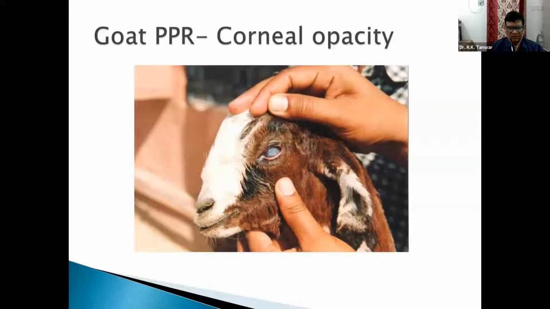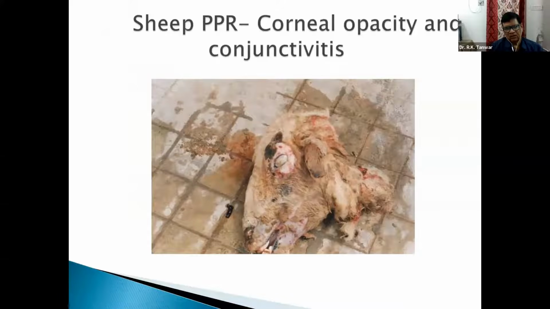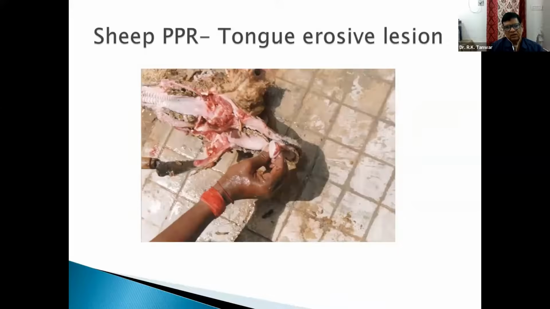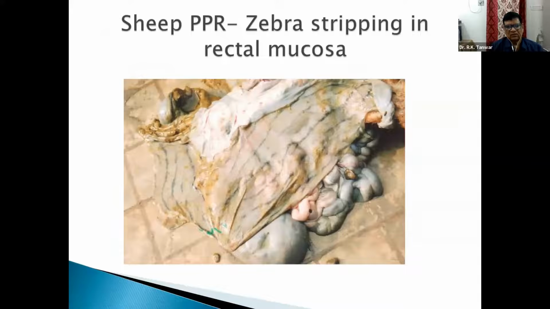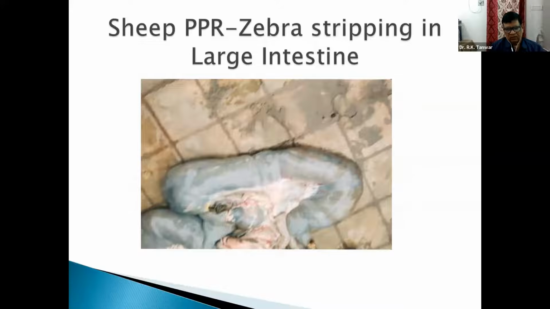This is one symptom which is not mentioned in the book, I don't know. But I have seen in sheep and goat in PPR outbreaks, there is corneal opacity, because there is a severe conjunctivitis with mucopurulent discharge. But the term corneal opacity is not mentioned in any book. But I have seen it in both sheep and goat. This is a corneal opacity in sheep. The lesion at the tip of the tongue is involved. This is zebra striping of the rectum. If you open the lining, the stripes are also visible closely.